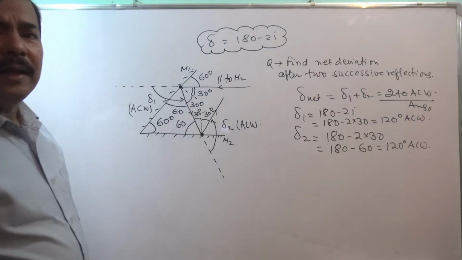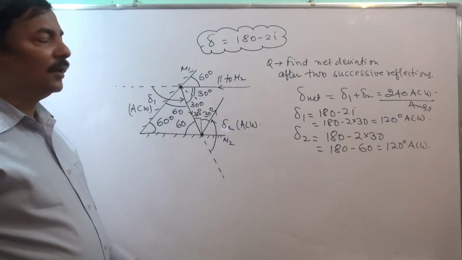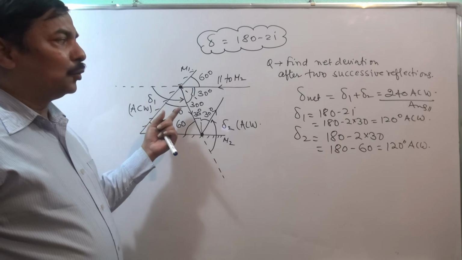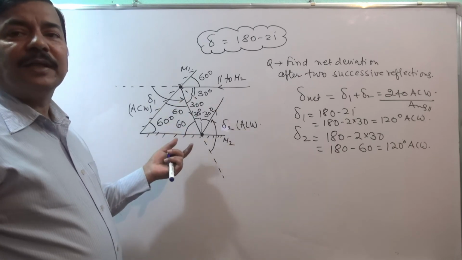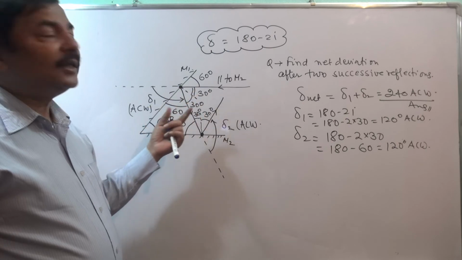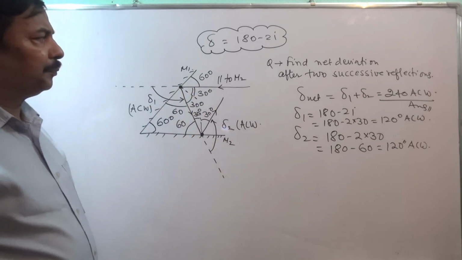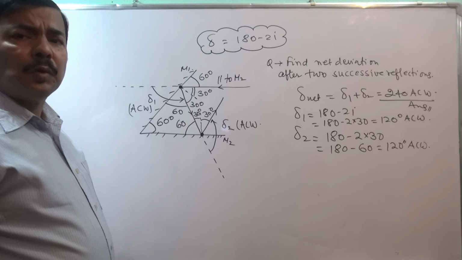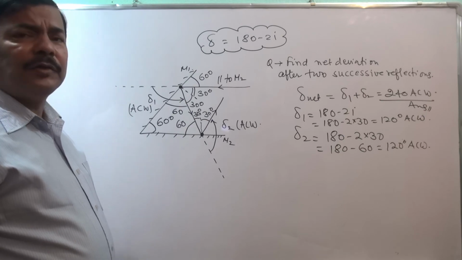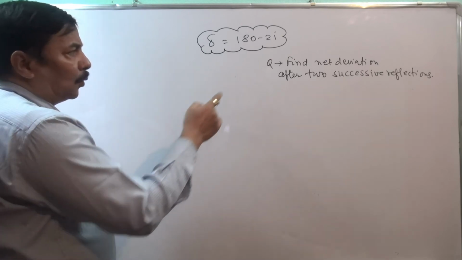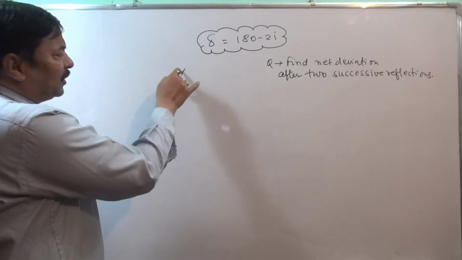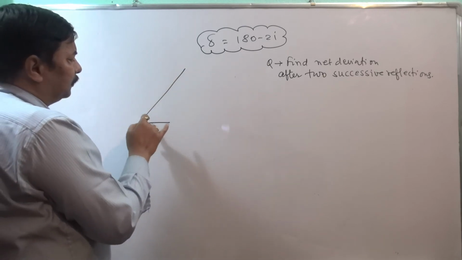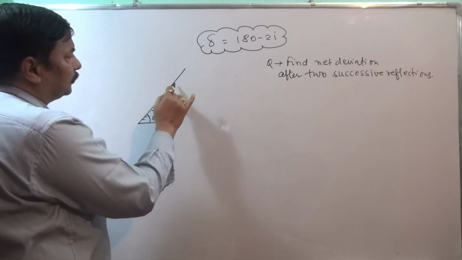So in this way we calculate the value of net deviations. If there are 2 deviations, we will add delta 1 plus delta 2. If there are 3 deviations, we will add delta 1 plus delta 2 plus delta 3. Like that only we can do it. Let us do one more question based on the deviation. Question remains the same, find the net deviation, but this time the arrangement of mirror is in this way.